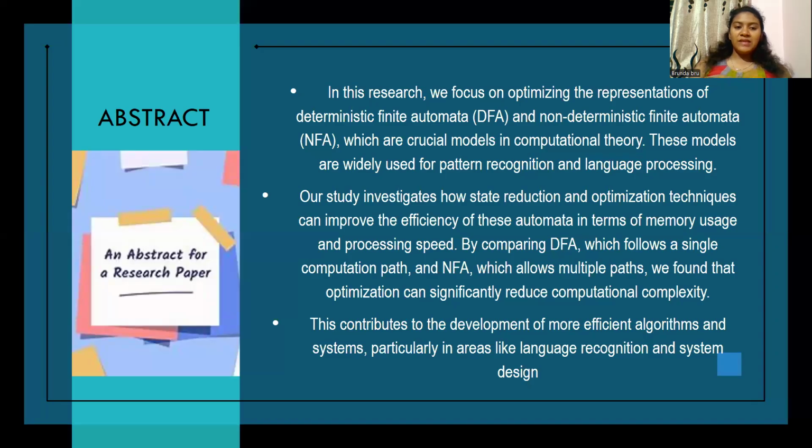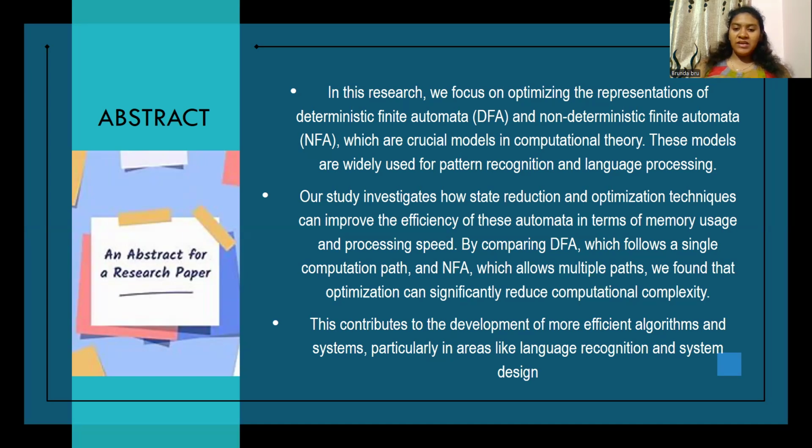So let's get started with the abstract. In this research, we focus on optimizing the representations of deterministic finite automata, that is DFA, and non-deterministic finite automata, that is the NFA, which are crucial models in the computational theory. These models are widely used for pattern recognition and language processing.